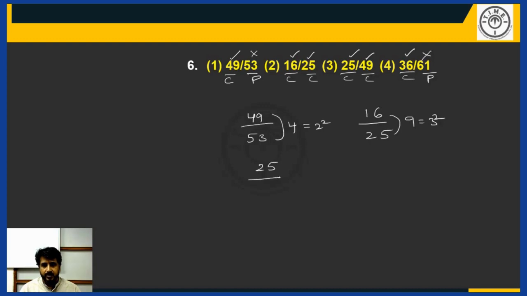Third option, 25, 49, difference is 24. It is not any square. 36, 61, difference is 25, which is 5 square. So everywhere the difference between the numerator and denominator is a perfect square, whereas not in the third option. So which is odd one out? Third one is the odd one out. Third one is not following that logic. Clear? Right. Move to the next question.